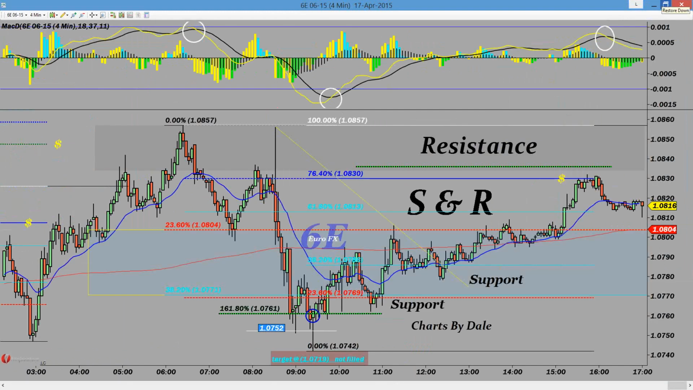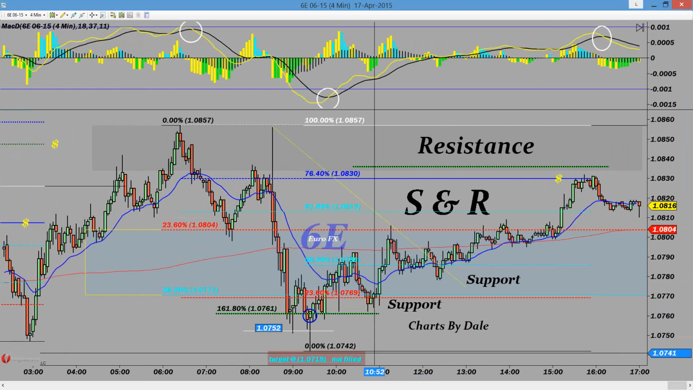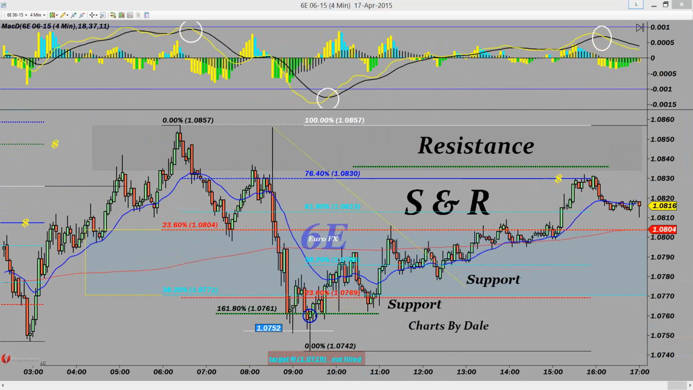Now 6E, you can see the target at the bottom of the chart, 1.0719. And you can also see, if I leave it alone and grab the pen instead of just moving the screen here, we'll be all set. Okay, slightly to the right hand. All right, so you can see target not filled at 1.0719. Although we did get this 1.0752, and we talk about that in the room.